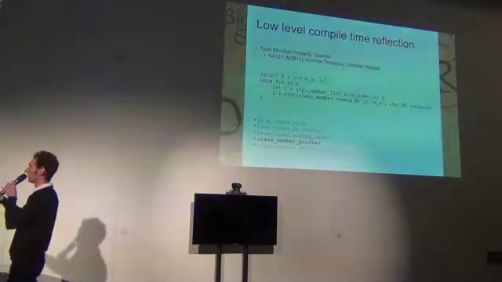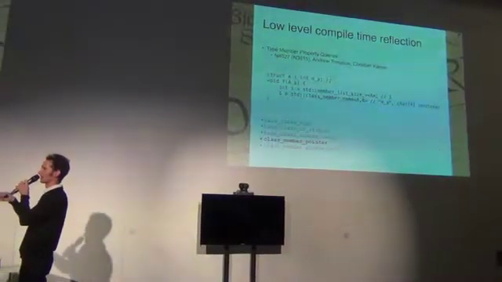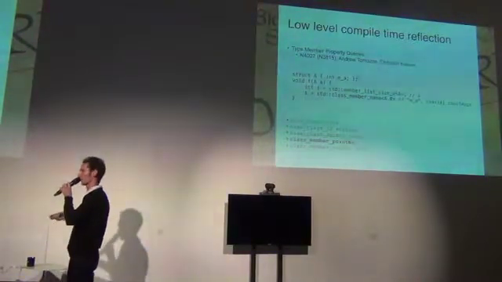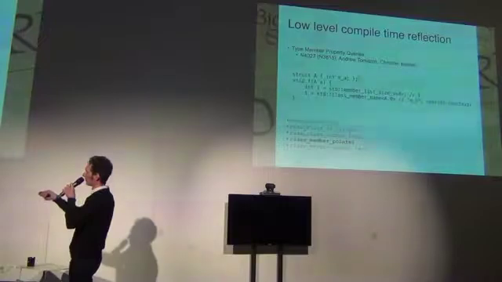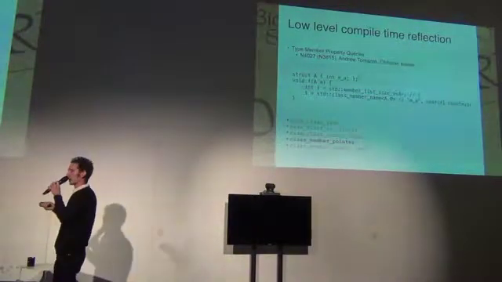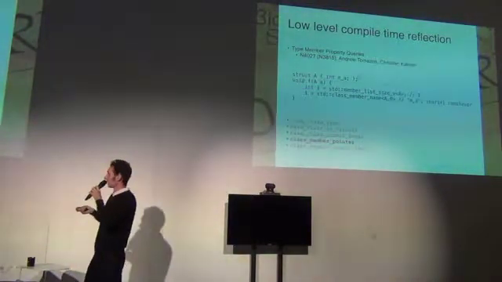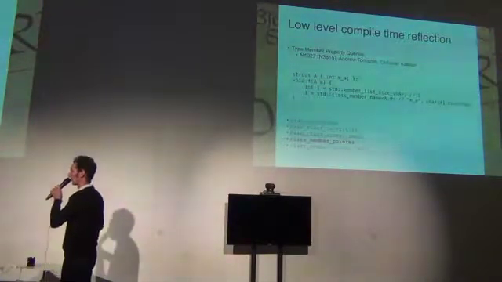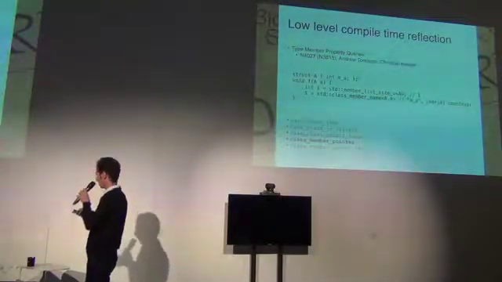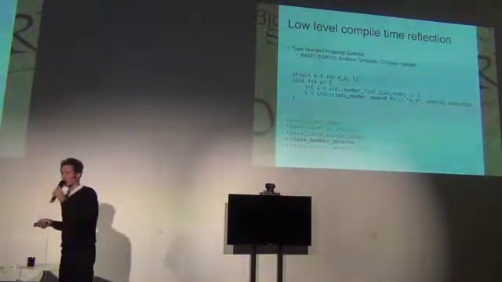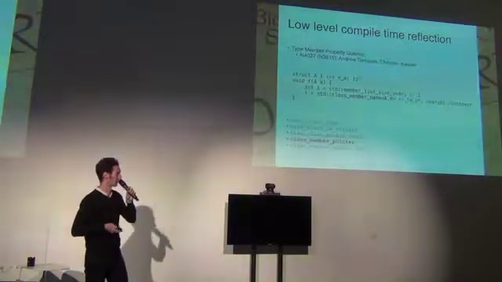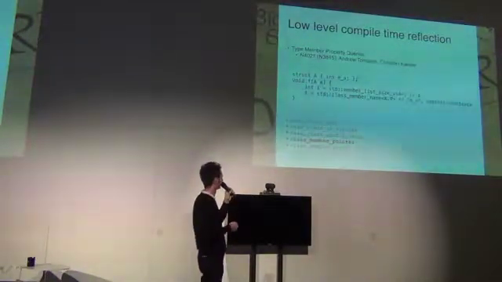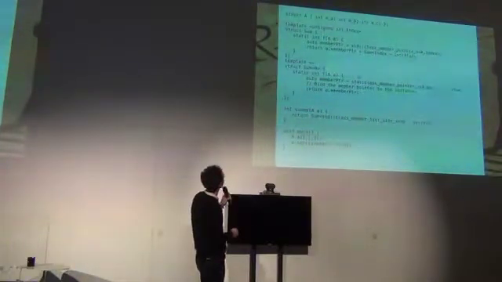You can query, for example, the name of the nth base class of your class, the type of the nth base class of your class. You can get a member pointer to the nth member of your class. So let me come up with an example of how you can imagine this would work. Okay.